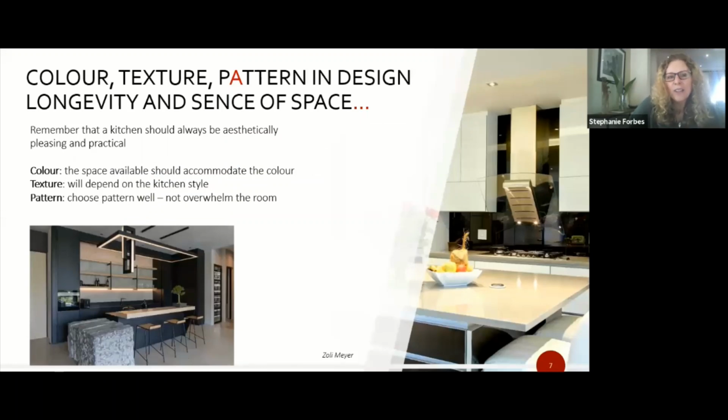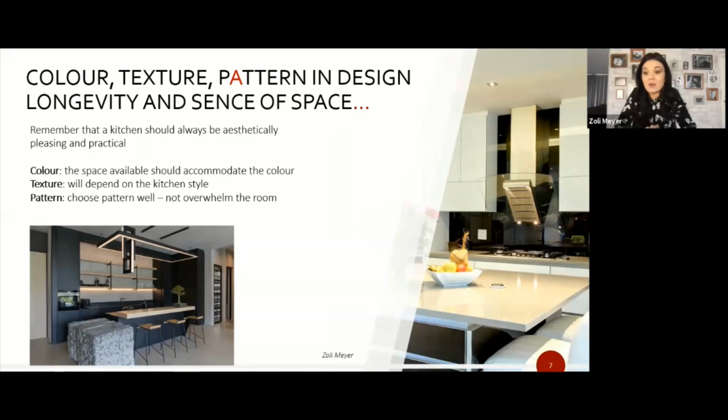Right, and then if we're looking at the client starting to choose their finishes, Zoli, what should the designer be thinking of when it comes to color, texture, and pattern to ensure that the client's tastes are still met, but that you're still ensuring them a longevity with the kitchen, that it doesn't date too quickly? Yeah, I think that's very important.